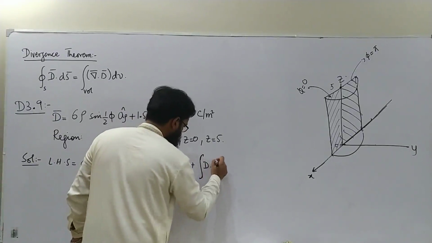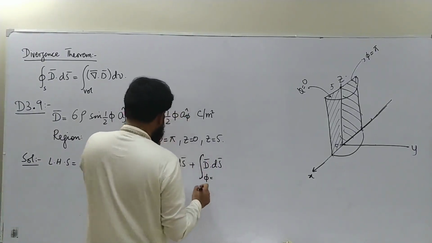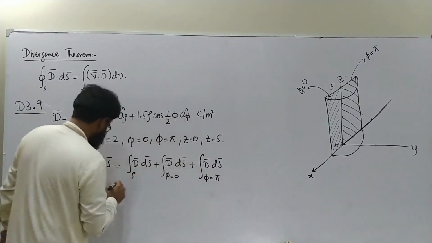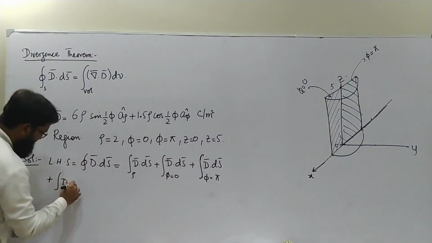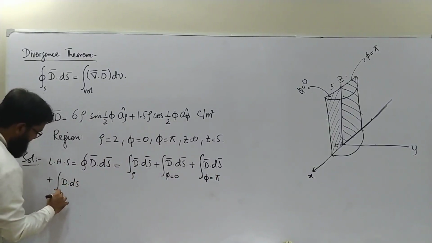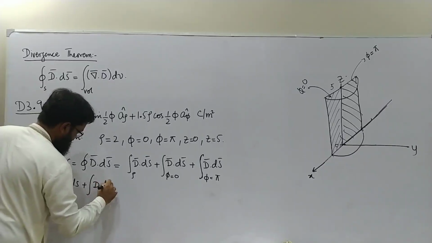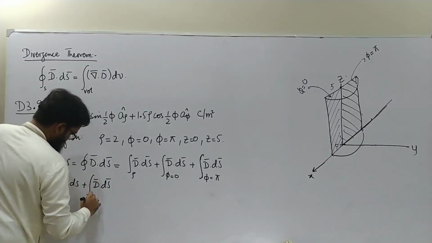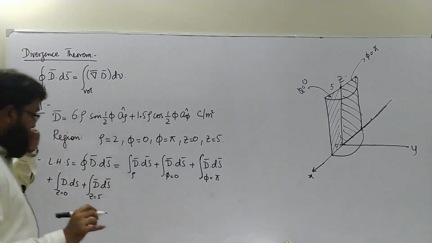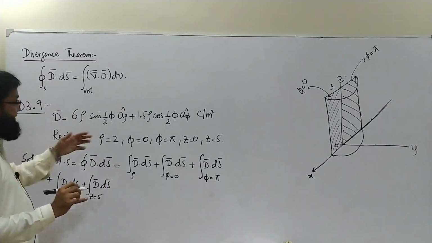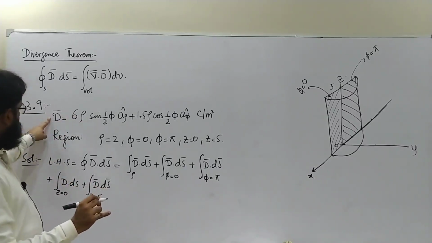D dot ds for phi equals to what? Phi equals to pi, plus d dot ds for z equals 0, plus d dot ds for z equals to 5. Now before starting this, let's see the directions of this electric flux density.